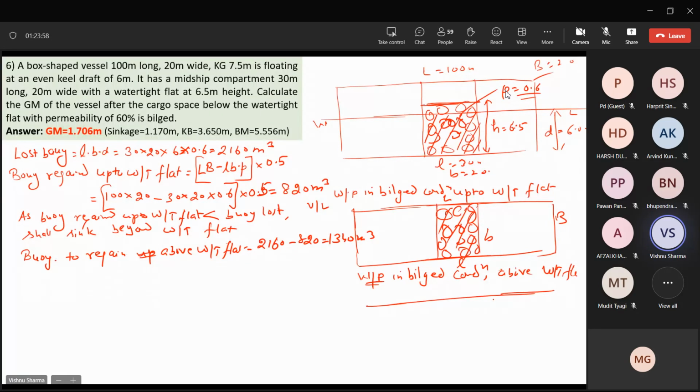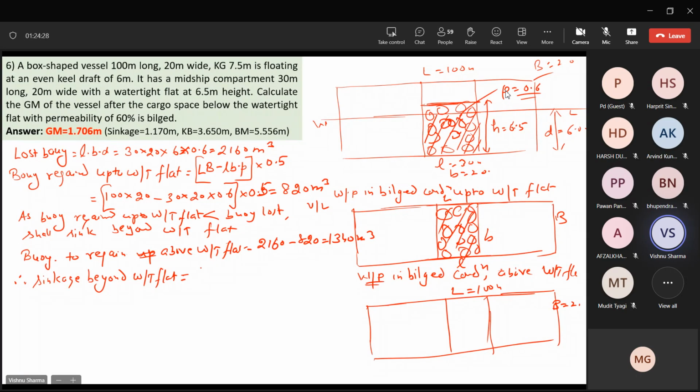And now this will be fully intact. Length 100 meters, breadth 20 meters. You'll see the bulkheads, but you'll not see any seawater out here. So, therefore, sinkage beyond the watertight flat will be equal to the buoyancy to regain.